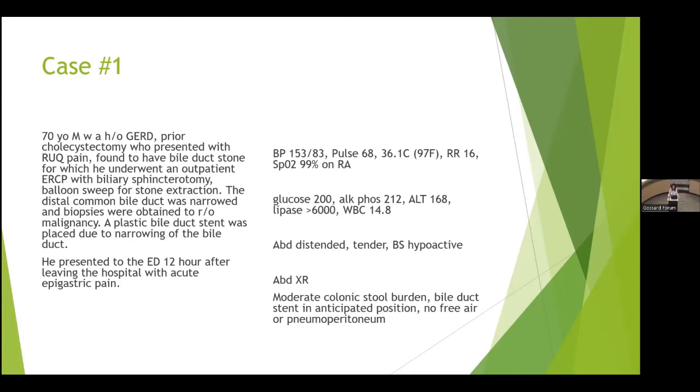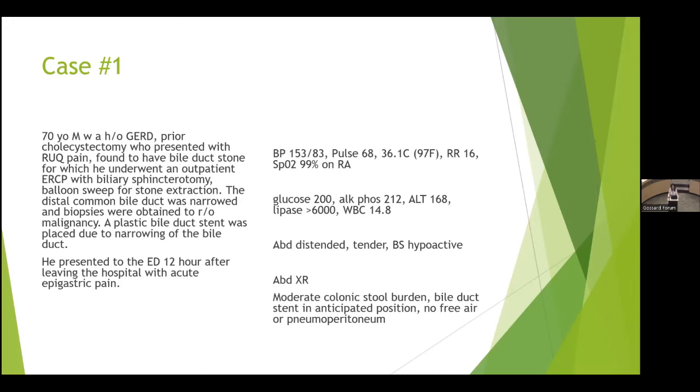duct outflow was adequate. He went home from the procedure, was feeling relatively well, but then presented to the emergency department 12 hours after leaving the hospital with acute epigastric pain. So his blood pressure was a little bit high, pulse was normal, no temperature, respiratory rate 16, and SpO2 on room air was 99%. His labs were notable for the following: elevated glucose, alk phos, and ALT elevation, and then a lipase greater than 6,000 and a leukocytosis.